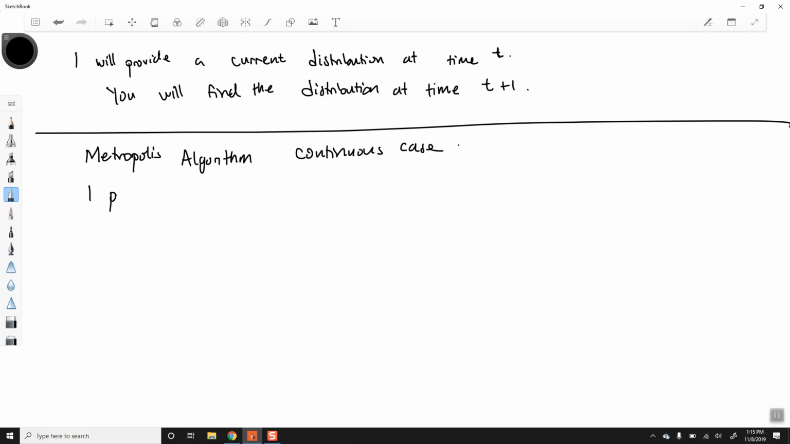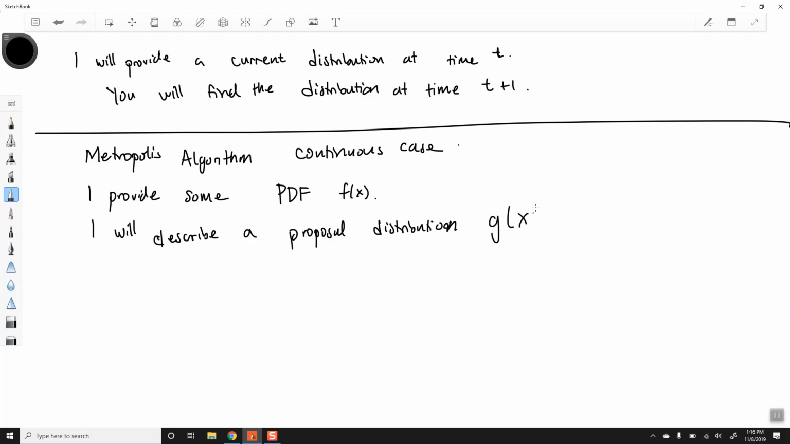Okay, so I provide some PDF f of x, and then I will describe a proposal function, which will be g of x given x at time t. All right, I'll just be nice. I'll tell you what it could be, all right?